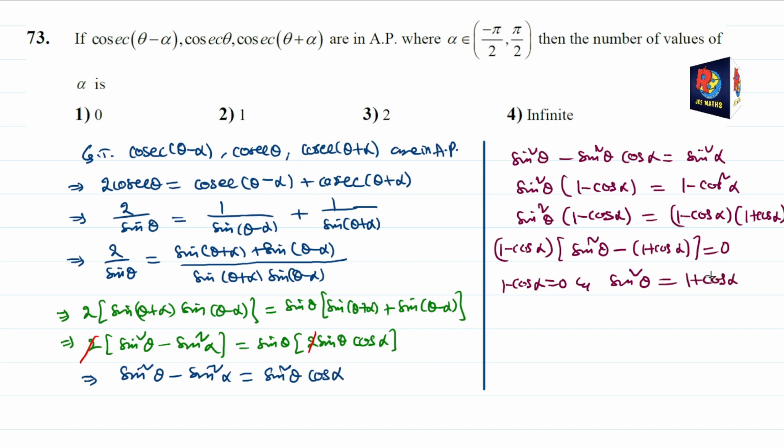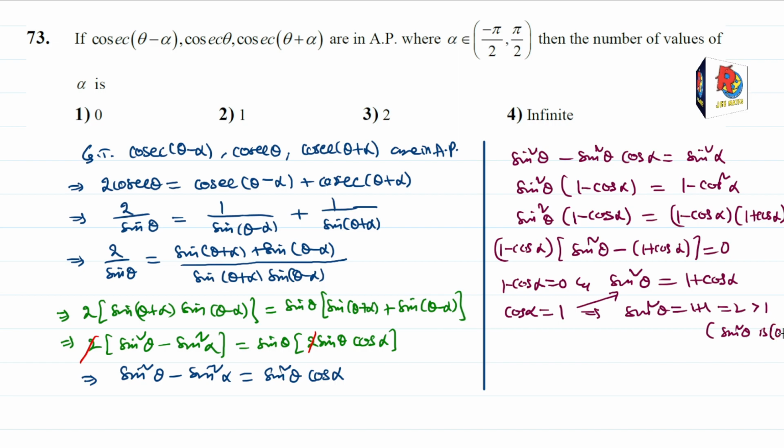Now in this question you can observe this. If I take 1 minus cos alpha equals 0, cos alpha equals 1. So if I substitute cos alpha equals 1 here, then sin square theta equals 1 plus 1, which is 2. That is greater than 1. It is not possible. The range of sine is minus 1 to plus 1 only, but this has exceeded. And the range of sin square theta is 0 to 1.